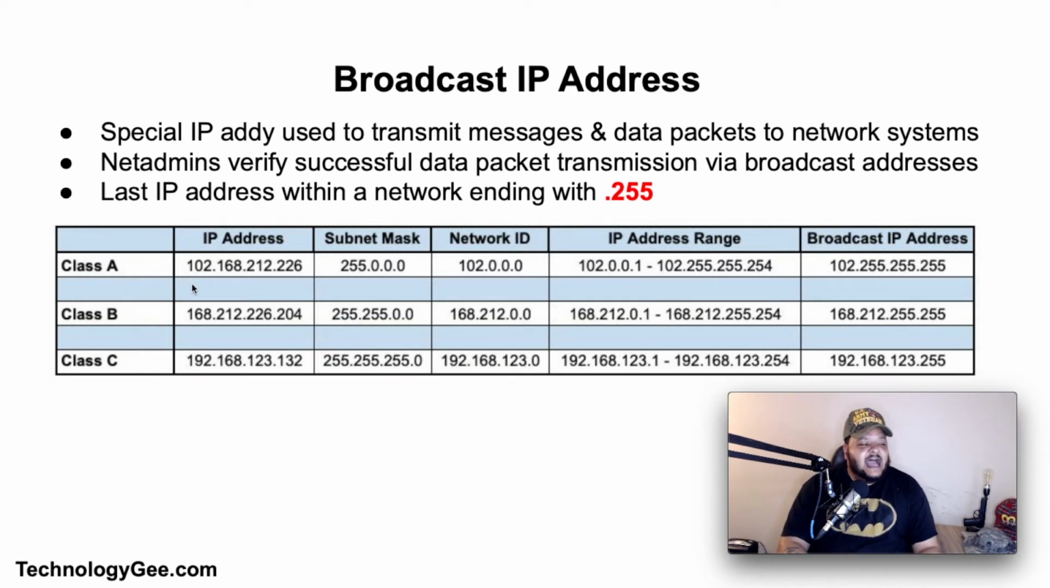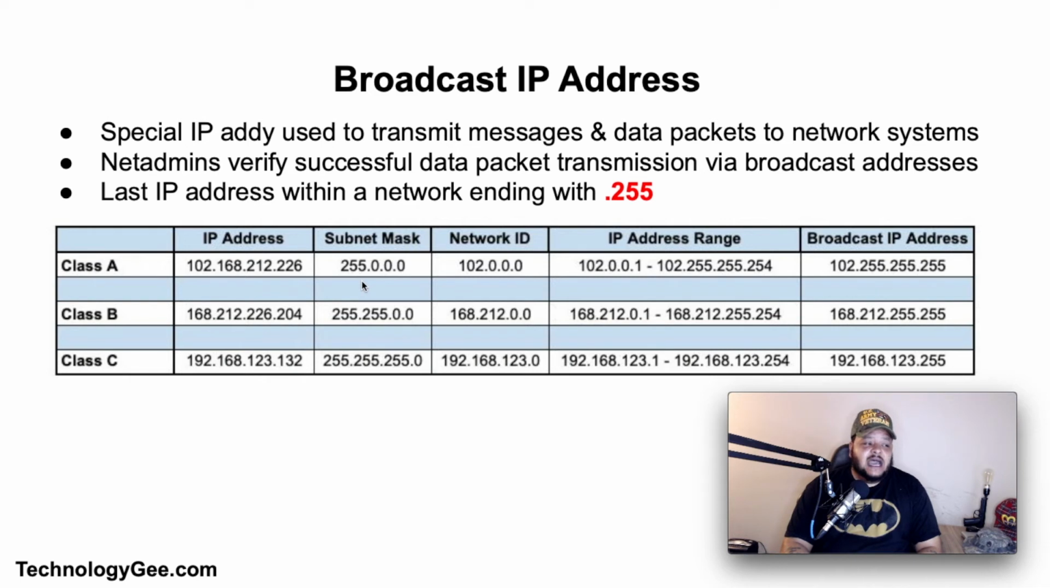We're dealing with a Class A IP address. So we got the IP address of 102.168.212.226. As I told you guys earlier, 102 represents a Class A IP address. Remember, this is the first octet. This number falls between the numbers 1 and 126. So that means we're dealing with a Class A IP address.